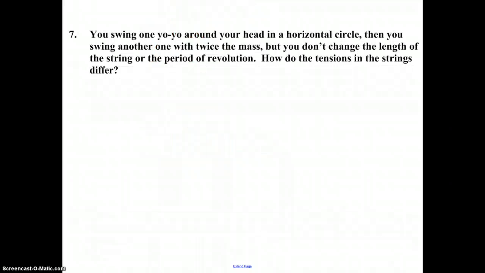All right, and lastly, number 7, you swing one yo-yo around your head in a horizontal circle, then you swing another one with twice the mass, but you don't change the length of the string or the period of revolution. How do the tensions in the strings differ? Okay, really neat problem here. So we set this up.